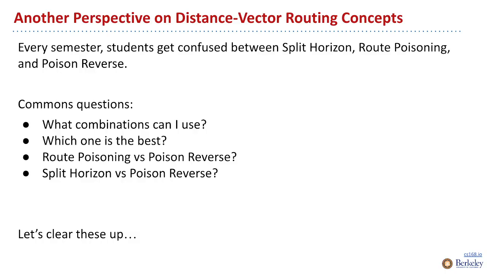So every semester, students get confused about this. They get confused about all these new terms: split horizon, route poisoning, poison reverse. In particular, I see these questions very frequently. People ask, what combinations can you use? Which one of these three is the best? What is route poisoning versus poison reverse? The naming, the fact that it's so similar, doesn't help. Of course, even within split horizon versus poison reverse, what are their differences? So let's take the time today to clear those up.